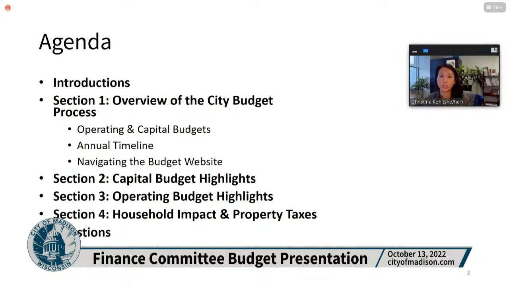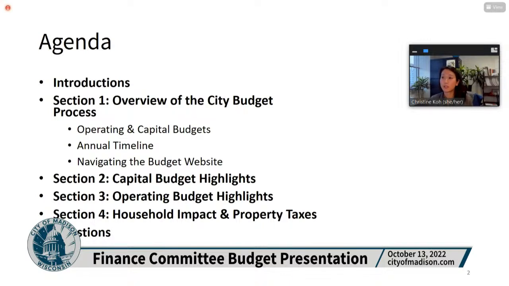I'm going to briefly go through the agenda and then ask all the staff panelists and alders to introduce themselves. And then we'll jump into a presentation. That will be the bulk of our time today. The first part of the presentation will be an overview of the city budget process. So we'll talk about the difference between the capital and operating budgets, our annual budget development timeline, as well as share some tips for navigating the budget website.